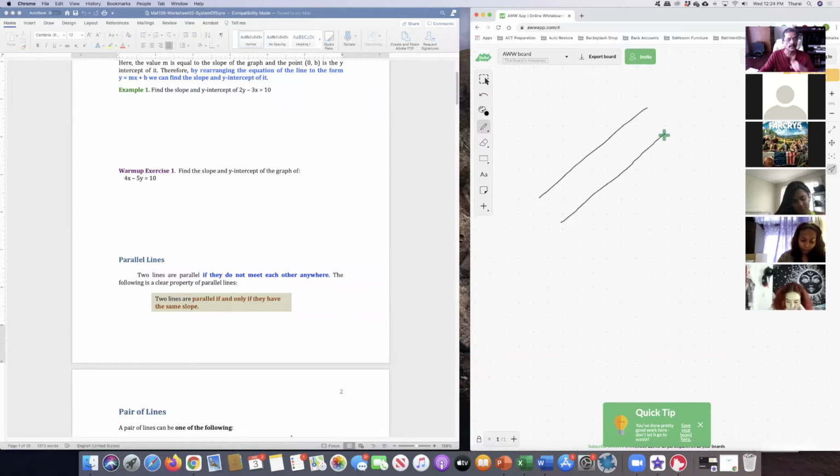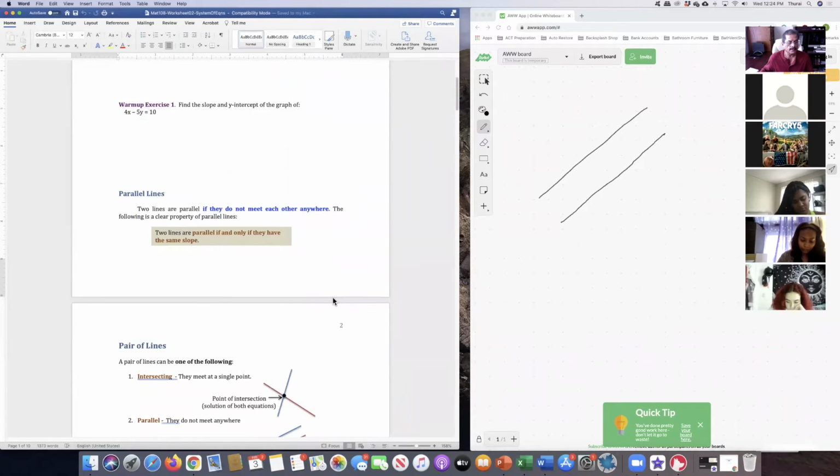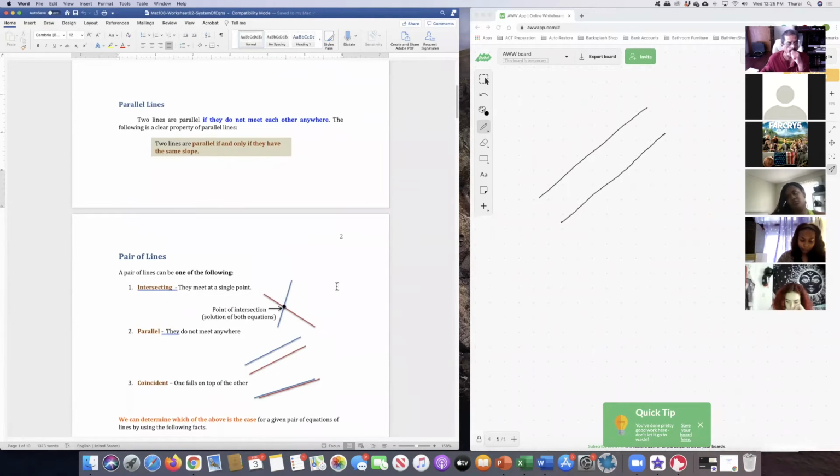The two lines have to have the same slope to be parallel. That's the point. Okay, so now let's understand what are the possibilities for pairs of lines. If I give you a pair of lines, then they can be one of the following. They can be intersecting. If they intersect, it'll be at one point.